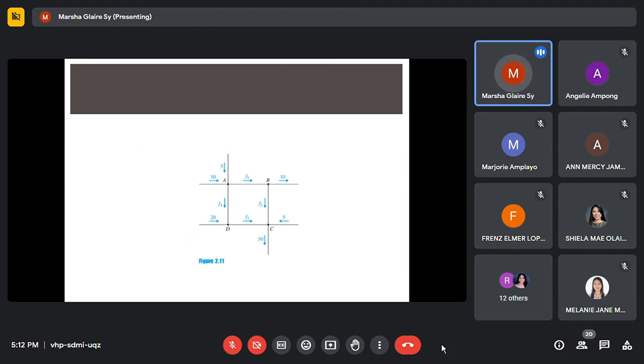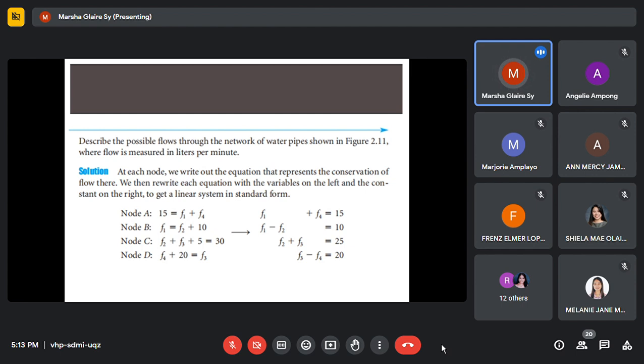So we have here the figure. Mao ni ang iyahang given. We have here 10. This is our F1, F2, F3, and F4. At each node, we write out the equation that represents the conservation of flow there. We then rewrite each equation with the variables on the left and a constant on the right to get a linear system in standard form.